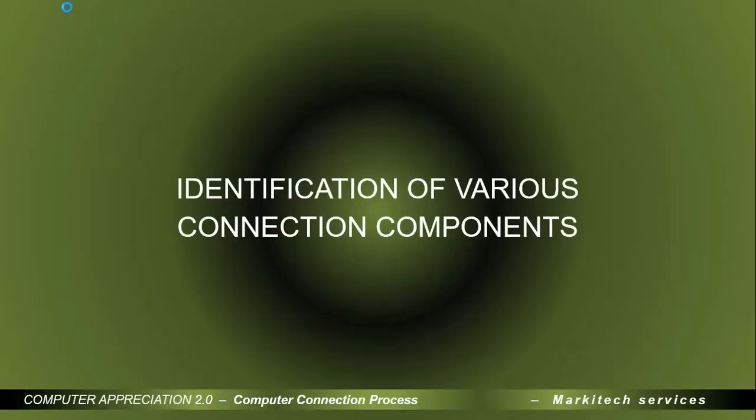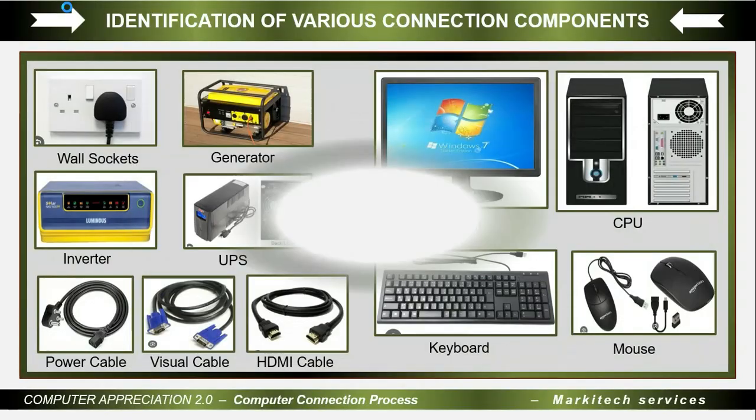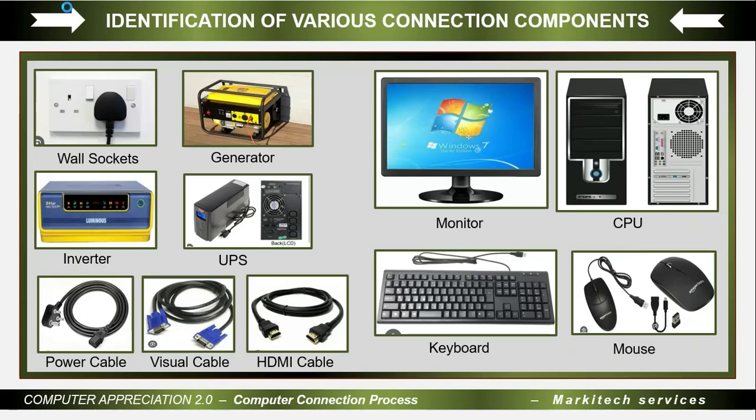Let's go to identification of various connection components. Remember, I told us that before you can connect a computer system, you must know what and what you need to put in place for you to connect this. And these are what we have here. First, we have the wall sockets. We have the generator, we have the inverter, we have the UPS, we have the power cable, we have the visual cable, and the HDMI cable.